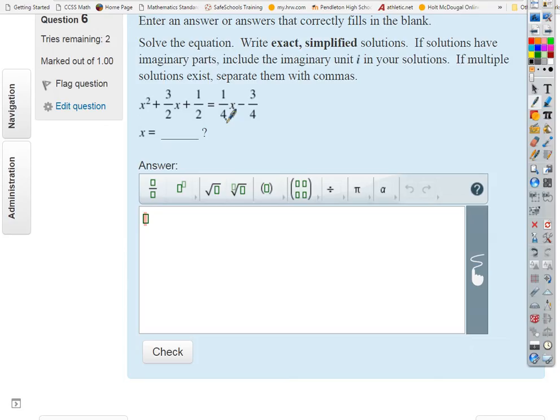So we'll subtract 1/4 x from both sides. And that's going to give me 3/2 x minus 1/4 x on the left side, so that's going to be x squared, 3/2 is the same as 6/4 minus 1/4 is 5/4 x. And then when I add the 3/4 to both sides, so I get all that stuff to go away, the 1/2 plus the 3/4 is going to be 2/4 plus 3/4 is 5/4.